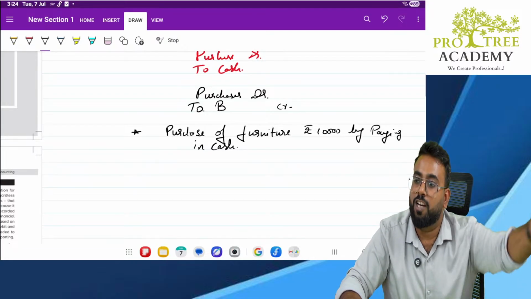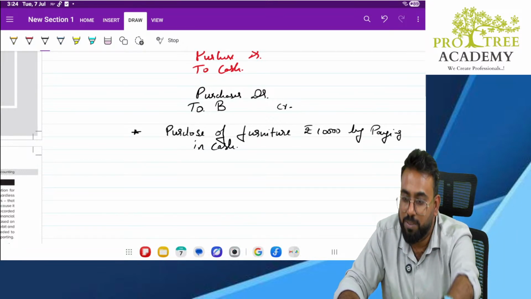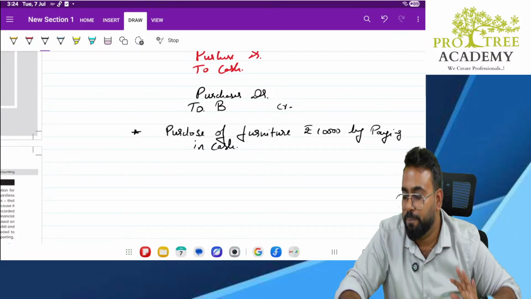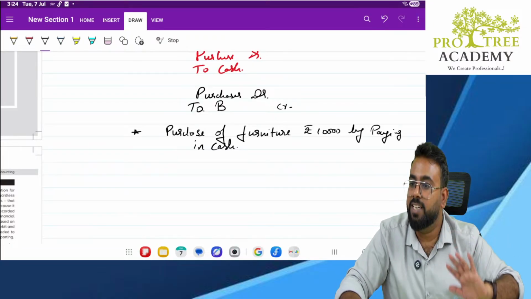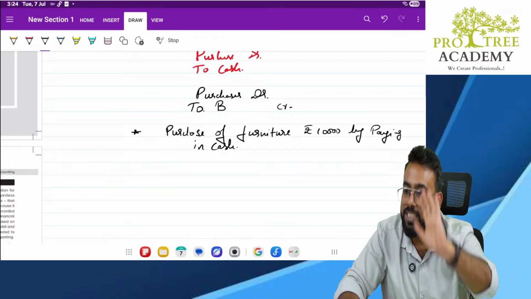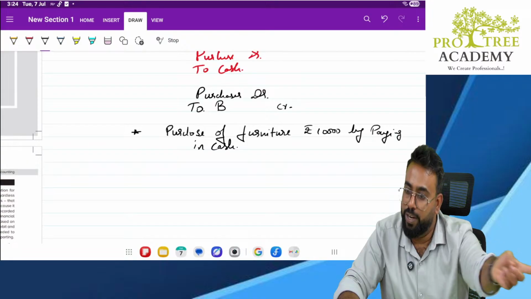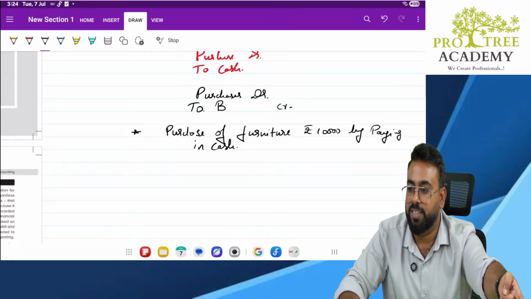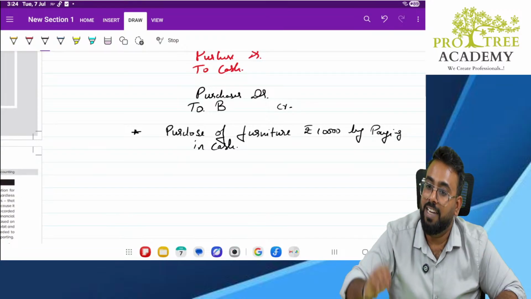Correct. So how is future economic benefit inflow happening? Because of the furniture, the client will come and sit. And because he comes and sits, I earn my bread and butter from him. Clear? Yes. So furniture is an asset from which future economic benefit inflow is expected, and it is a resource controlled by me. Correct or no? I can throw it, I can keep it, I can replace it, I can sell it. Correct? Yes. So furniture is an asset.